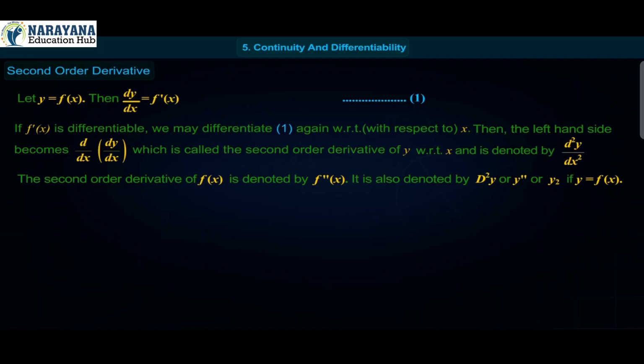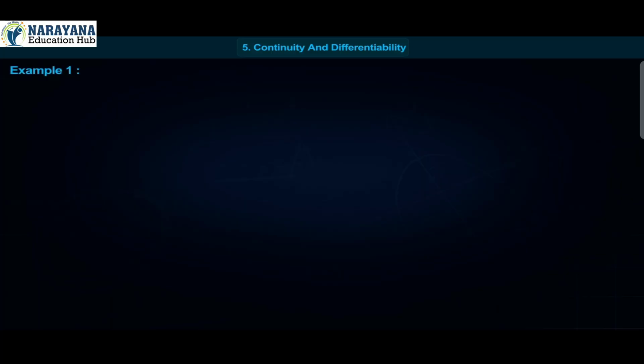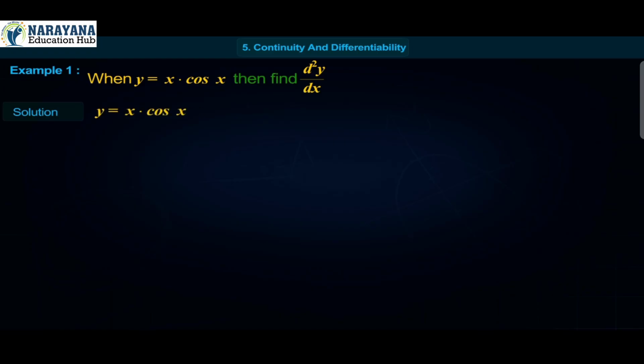It is also denoted by y double dash or y2 if y is equal to f of x. We remark that higher order derivatives may be defined similarly. Example 1. When y is equal to x into cos x, then find d square y upon dx square. Solution. Given that y is equal to x into cos x.